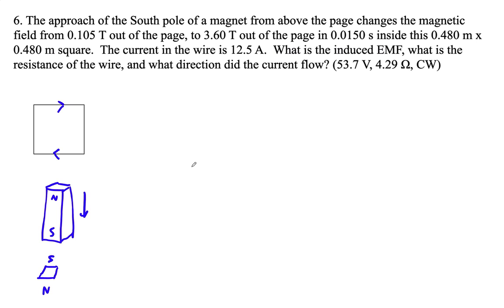What is the induced EMF, and what is the resistance of the wire? In what direction did the current flow? Oh, okay. It looks like we can find the EMF by just using this, right? The number of windings times B times A over T, right? And I think there's just one winding. And then the change in magnetic field. So this is a change in magnetic field, right? And they're both out of the page.